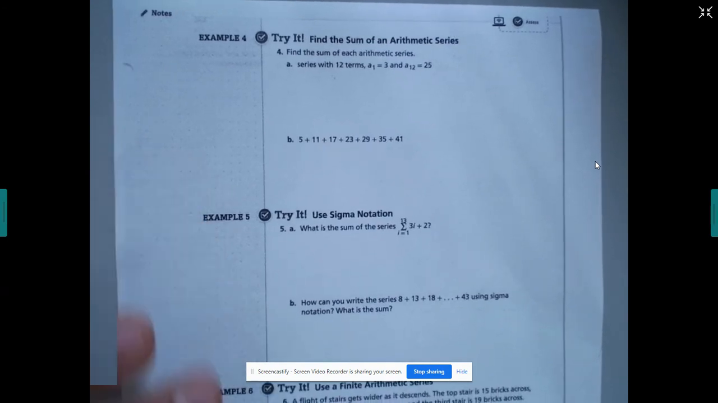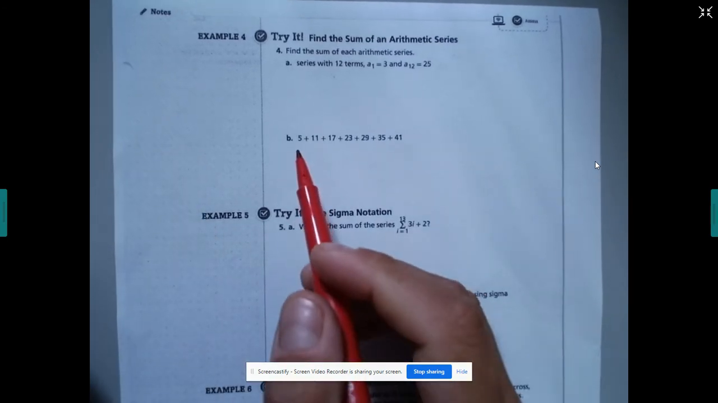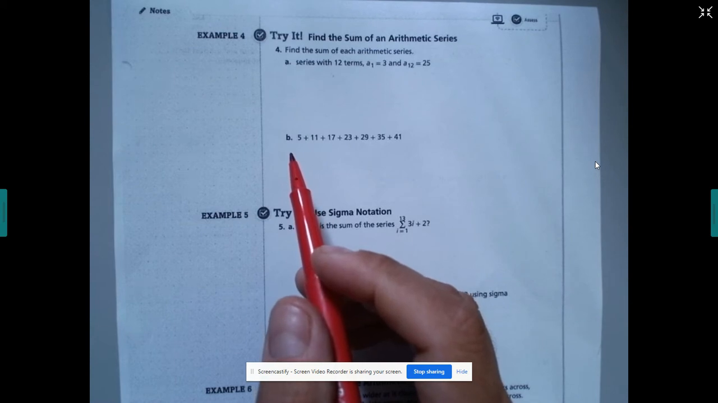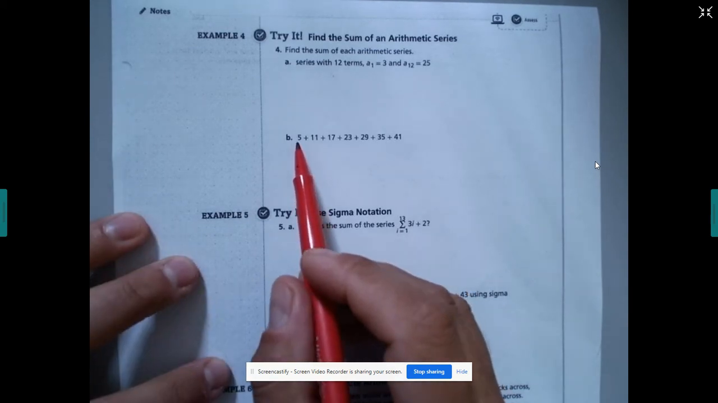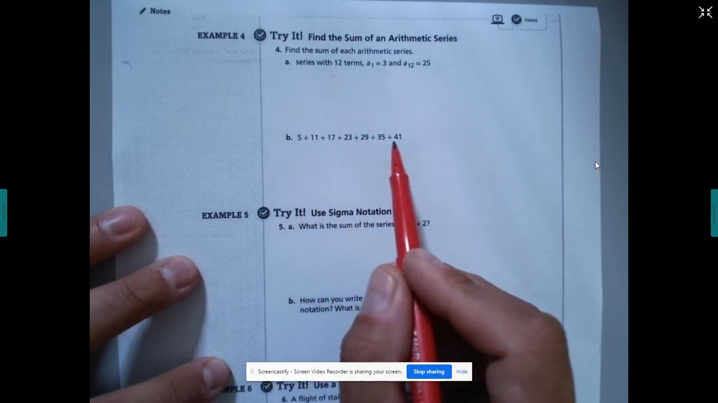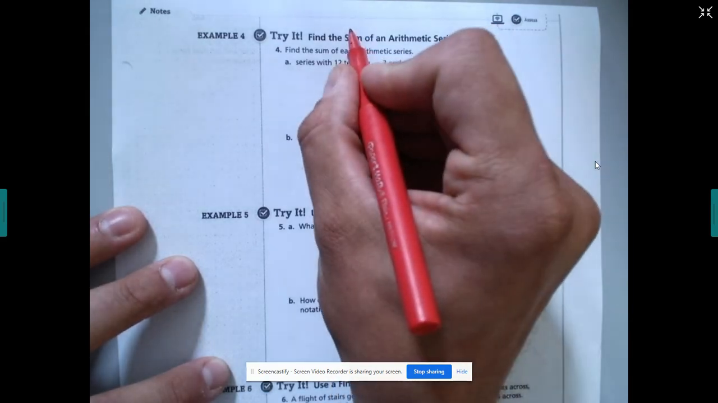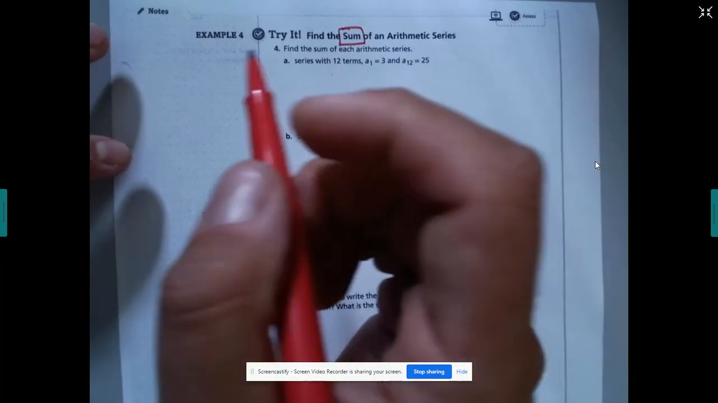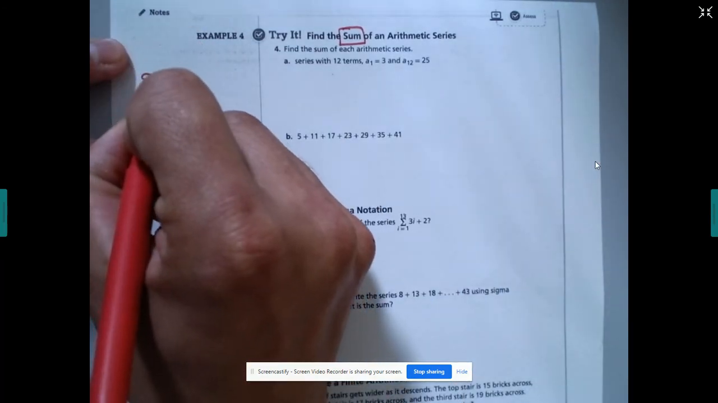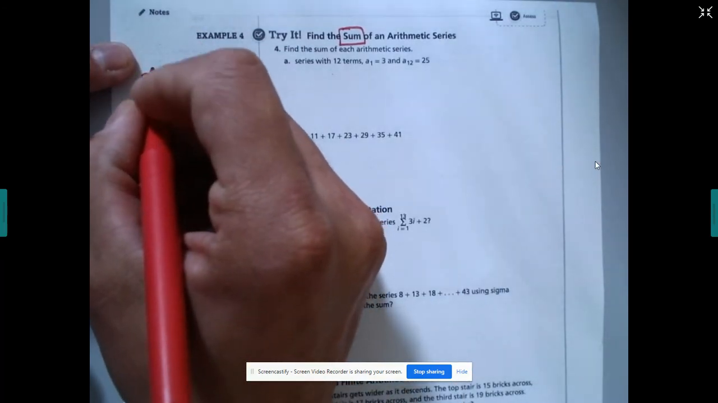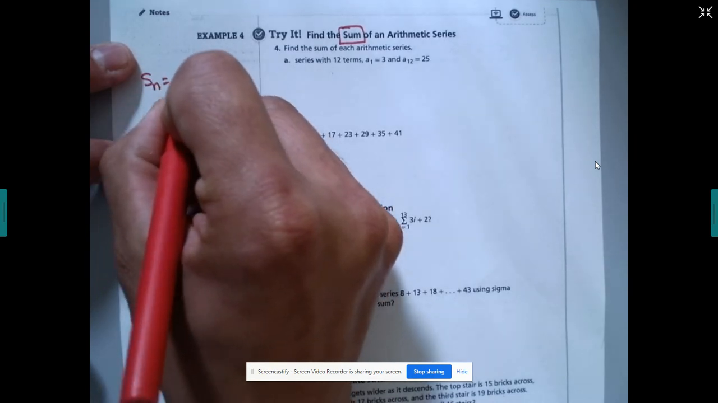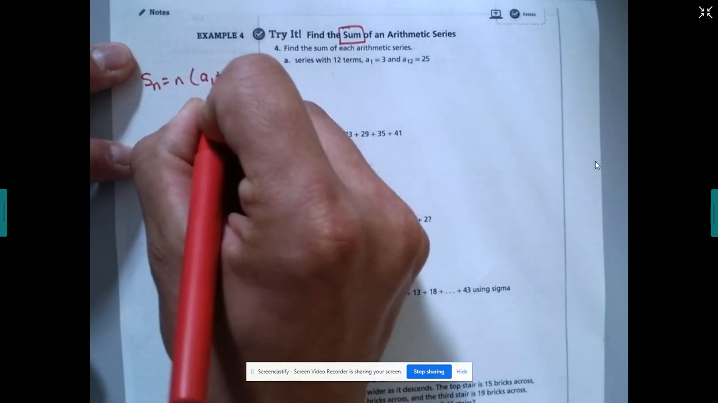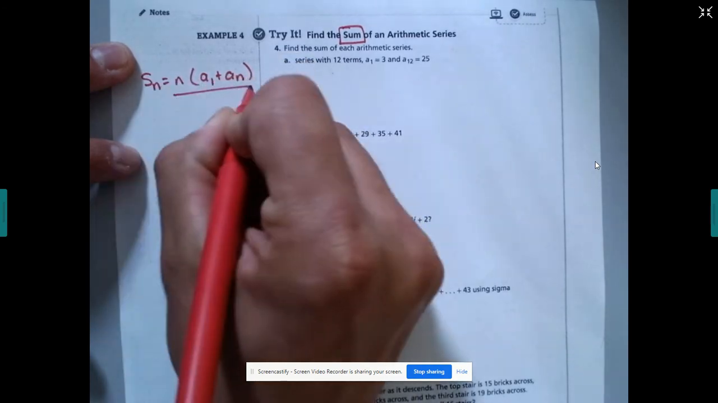Okay, a series is basically take all the numbers of a sequence, and we're going to add them all up to find a series. So a series is also a sum. Okay, and we're going to need another formula for this. So this formula is going to look like this: n parentheses a1 plus an divided by 2.